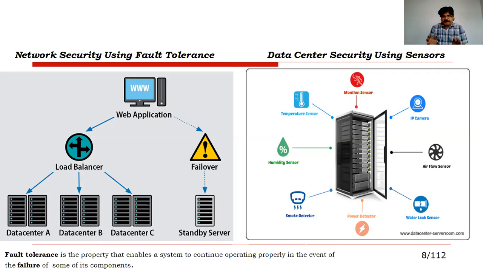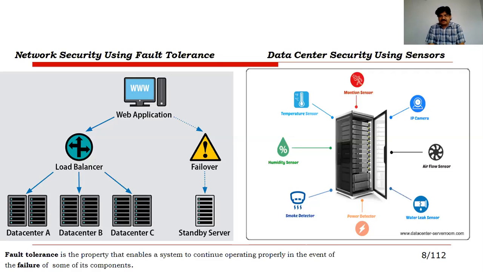And power detectors. Power detectors means whenever the power fails, the data center can automatically run with a huge amount of backup data. And another one is water leakage sensors. Water cannot be allowed to enter the data center premises. If any water leakage happens and water enters the premises, the water leakage sensor will capture it and alert with a message.